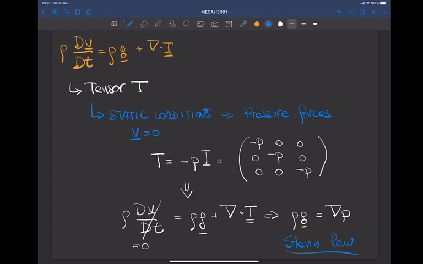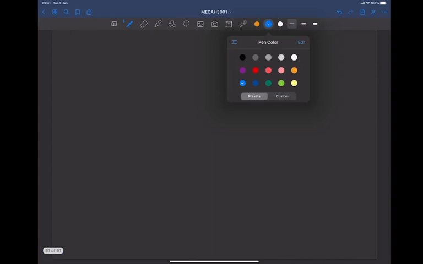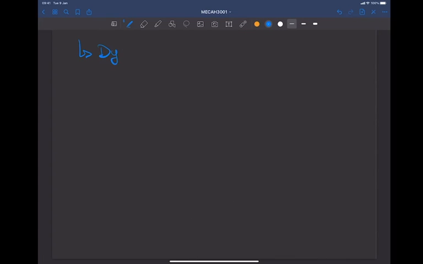So what is the conclusion of this first observation? The conclusion is that the stress tensor T should at least include a pressure contribution. This is very important. It means that if we now look at dynamic conditions, so if you have a velocity vector which is different from 0, then the tensor will include, of course, this pressure contribution, which I bring to the left, so they become positive.